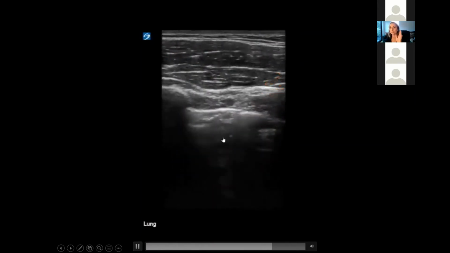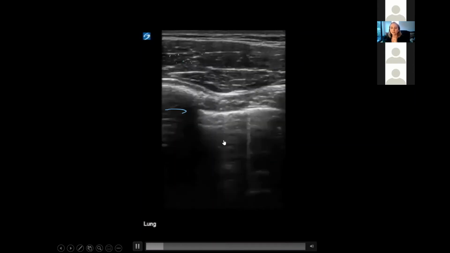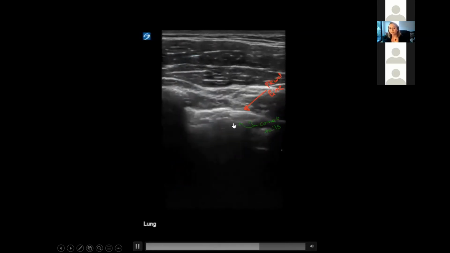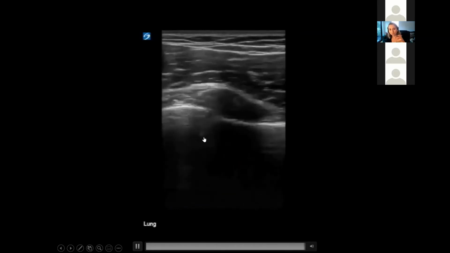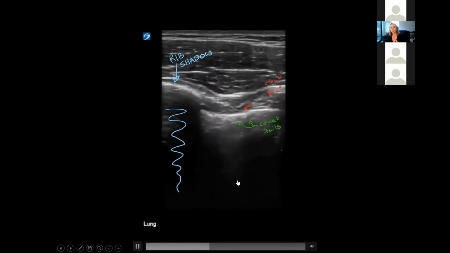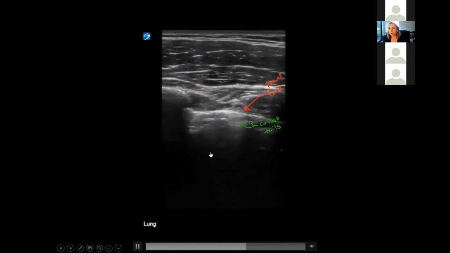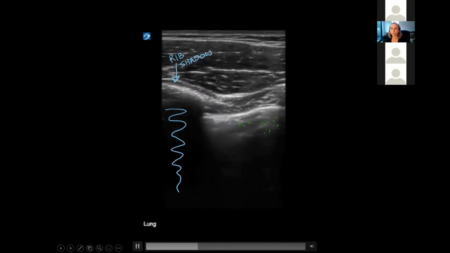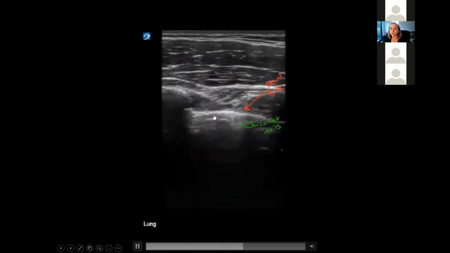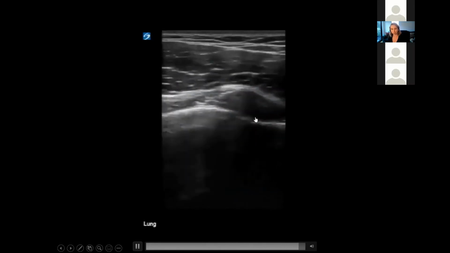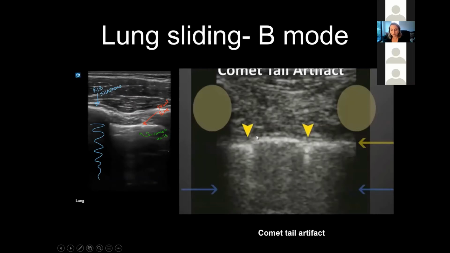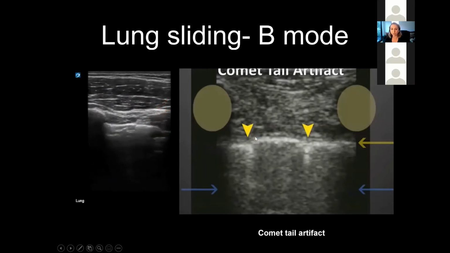And below the pleural line, we just have rubbish, really. It just looks grainy, artifacts. It looks machine generated. So we've got some of these little laser beams shooting down, these comet tail artifacts, which attenuate as they go down, so they don't quite reach the bottom of the screen. And we have some horizontal lines, which are known as A lines, which are a type of artifact brought about by this very reflective pleural line.